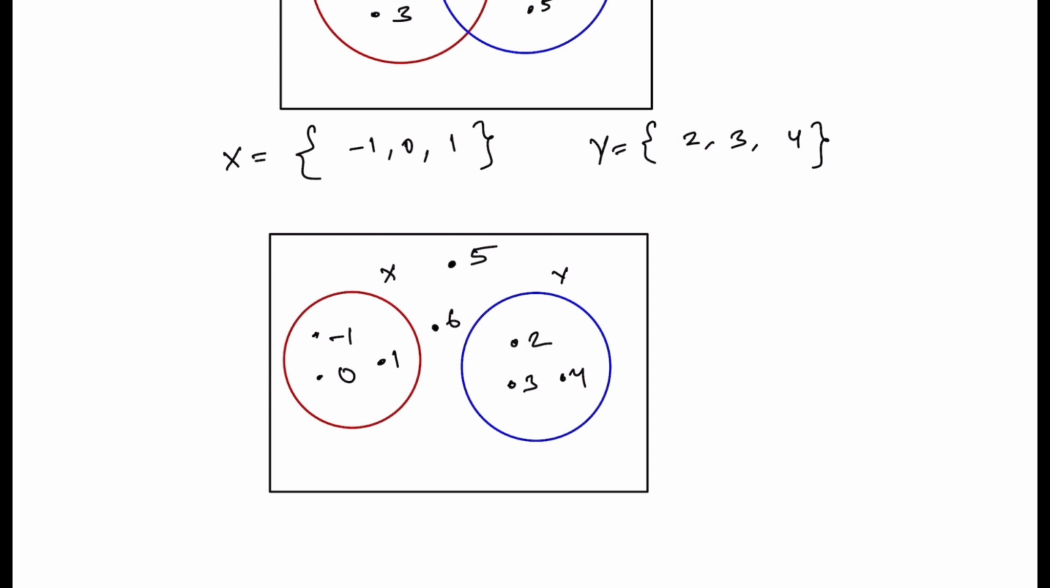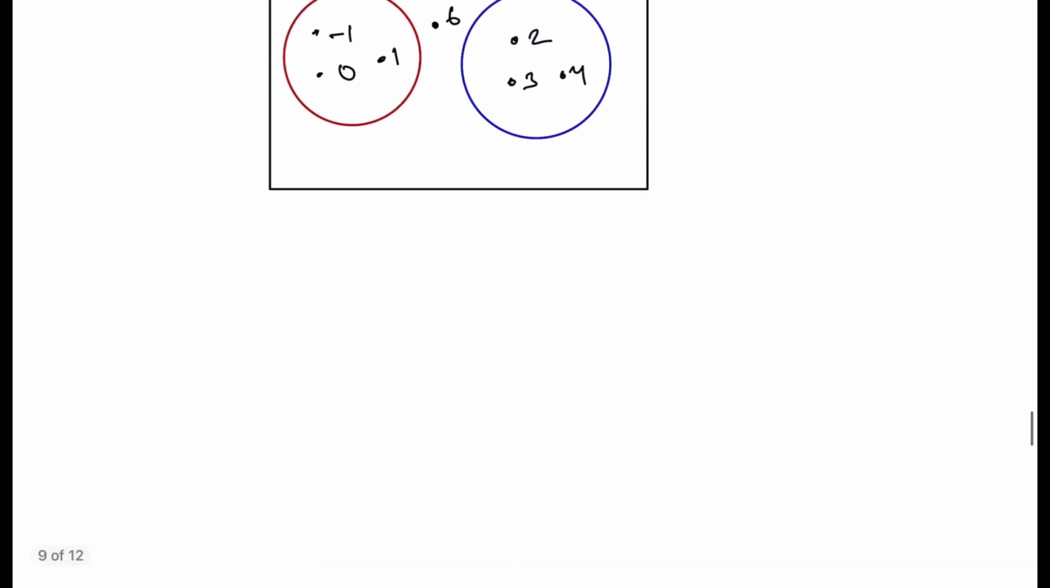Specifically, these sets are called disjoint sets. Why disjoint sets? Because there are no elements common. So whenever there is no element common, we say that the sets are disjoint sets. Now next we'll move on to another example.